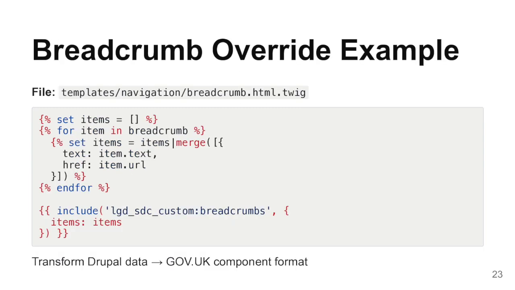A common use case is overriding Drupal's breadcrumb template. By default, Drupal outputs breadcrumbs with its own markup. We want gov.uk styling instead. In the Themes Templates folder, create breadcrumb.html.twig. The code transforms Drupal's breadcrumb data into the format gov.uk expects, then includes the breadcrumbs component. Now every breadcrumb on your site uses the gov.uk component automatically.